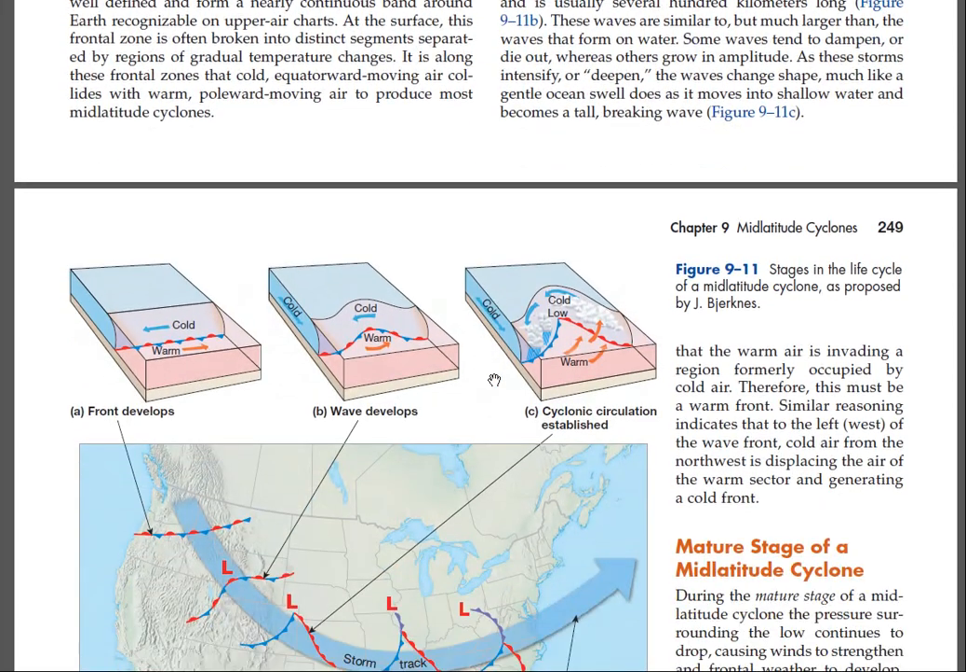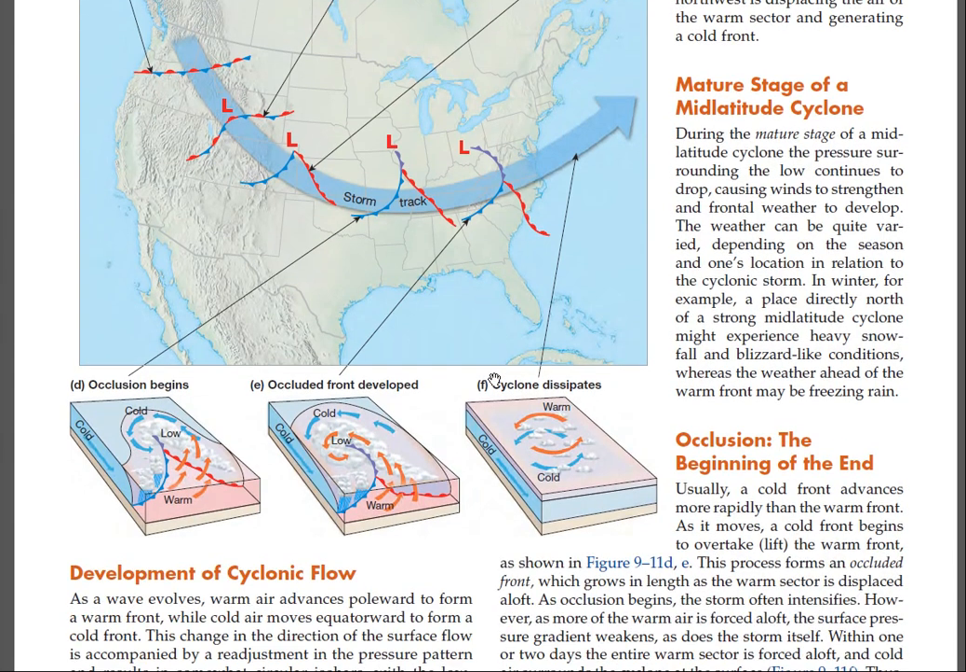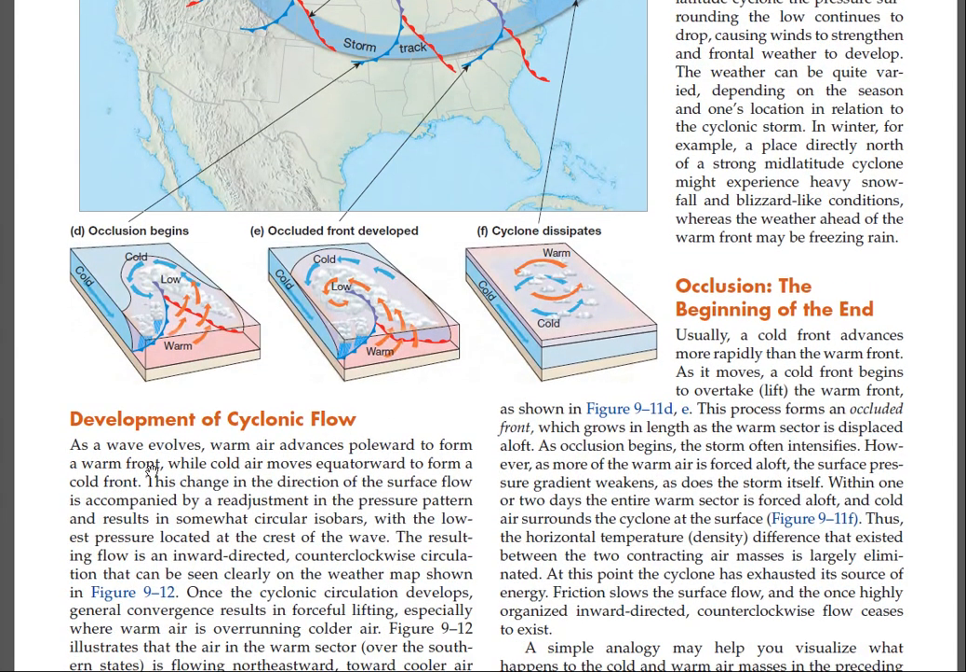Development of cyclonic flow. As a wave evolves, warm air advances poleward to form a warm front, while cold air moves equatorward to form a cold front. This change in the direction of the surface flow is accompanied by a readjustment in the pressure pattern and results in somewhat circular isobars, with the lowest pressure located at the crest of the wave. The resulting flow is an inward-directed, counterclockwise circulation that can be seen clearly on the weather map shown in Figure 9.12.